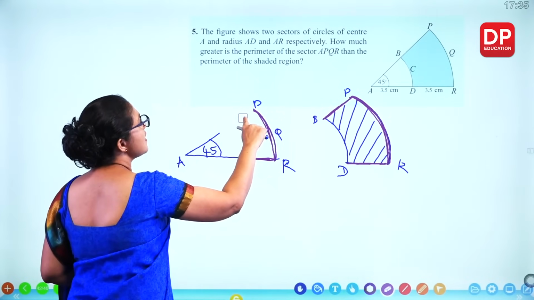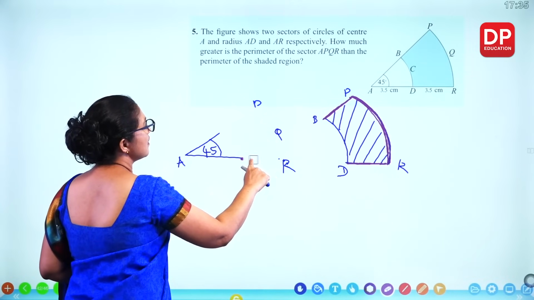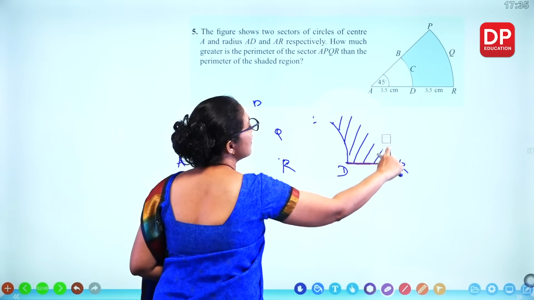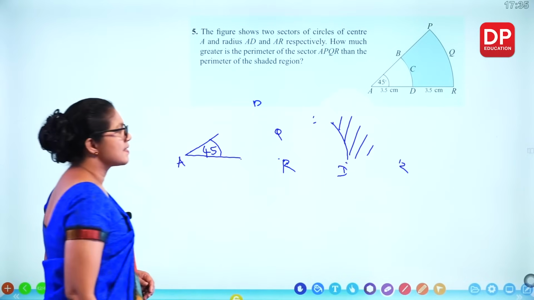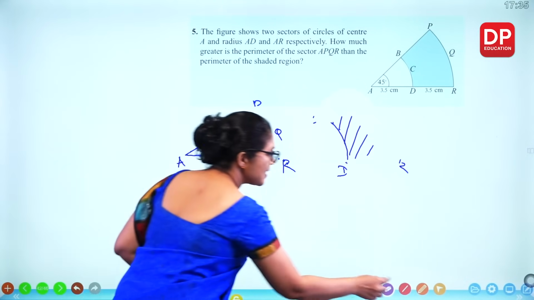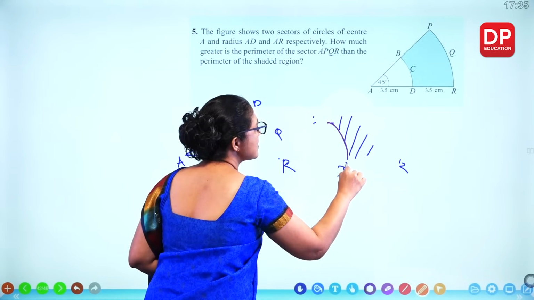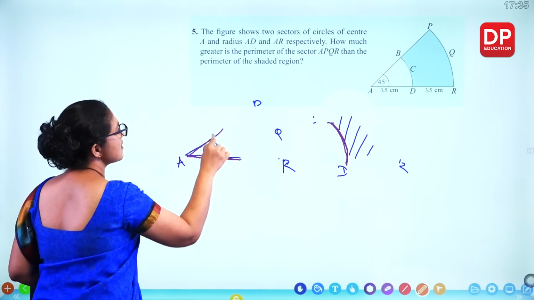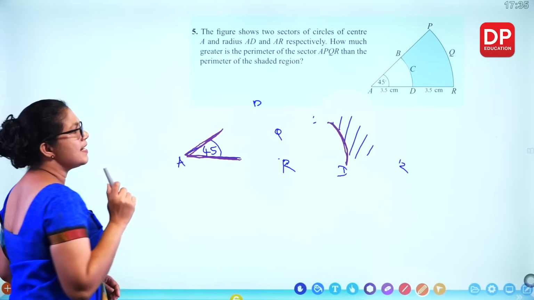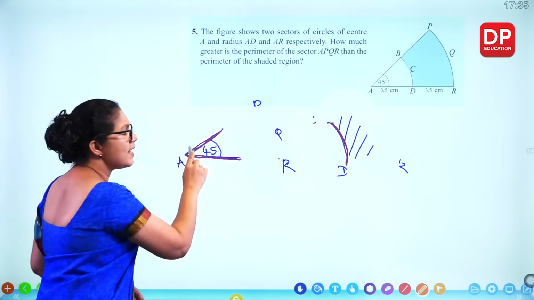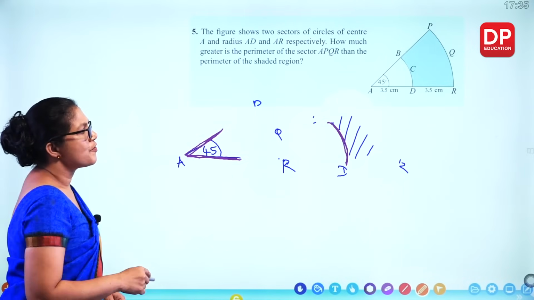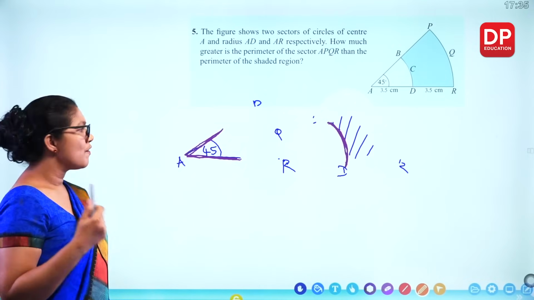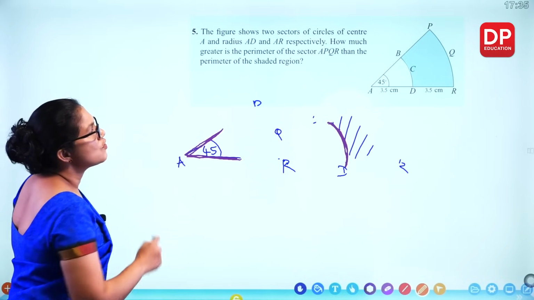So when you erase this part and this part, what happens? You are basically getting this arc length and these two lengths. So here we can easily find out these two lengths and subtract with this length. So we'll just find out the sum of these two lengths.